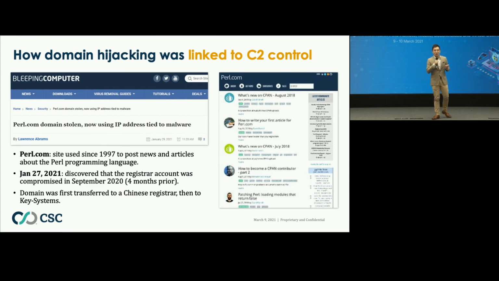Now, another example that I want to point out is the domain name Perl.com. Perl is a programming language, and Perl.com is used to post different articles and news about that language. On January 27th, they discovered that their registrar account had been compromised a few months back, in September 2020. The domain name was transferred twice, first to a Chinese registrar and then to Key-Systems. That probably suggests the hacker was China-based.